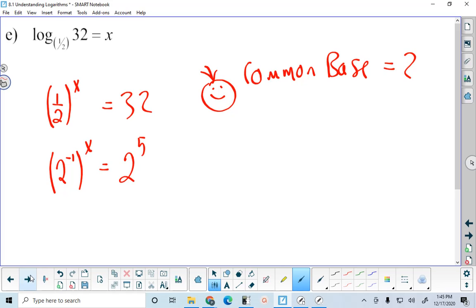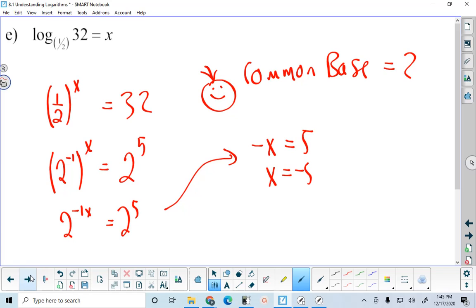This was the importance of learning what we learned yesterday. I multiply the exponents, and then I equate the exponents. So -x is equal to 5, which means x is equal to -5. Here is a really interesting rule that you can use. You wouldn't use it on a written response exam.